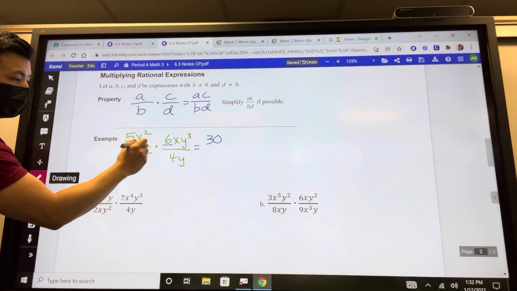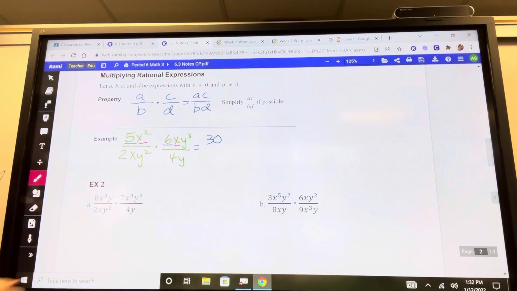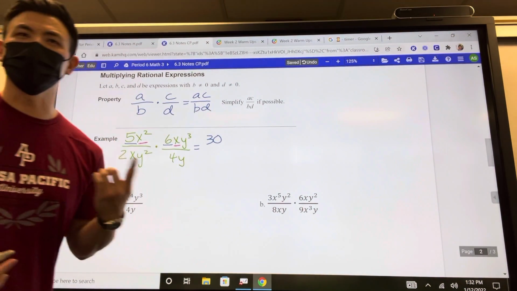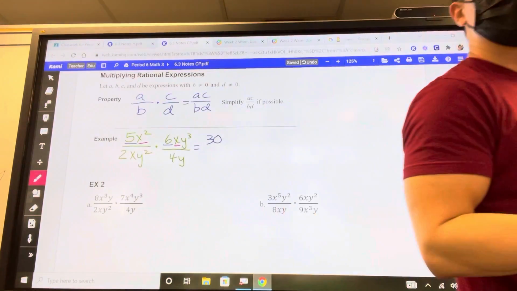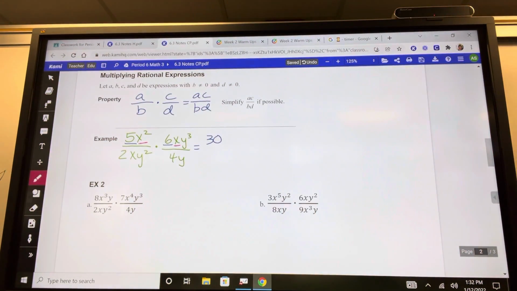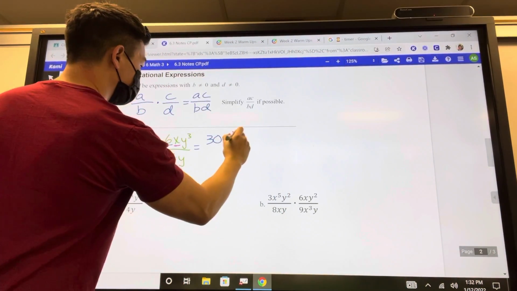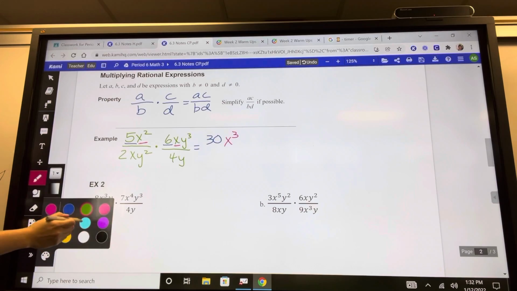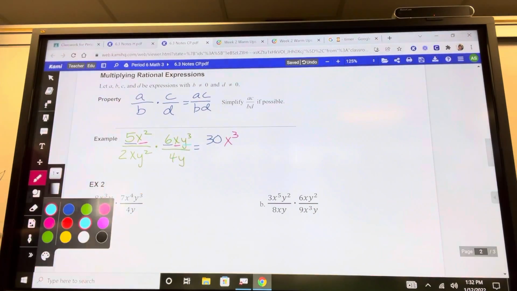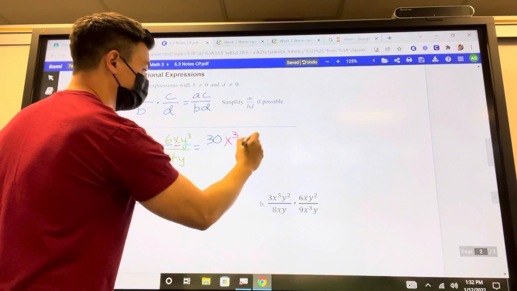In my numerator, I also have x squared and x. We did this for our warm-up, yeah? If I do x squared times x, what do I get? X to the third power, or x cubed. Am I multiplying y with anything? No, so I can just rewrite it as y to the third.